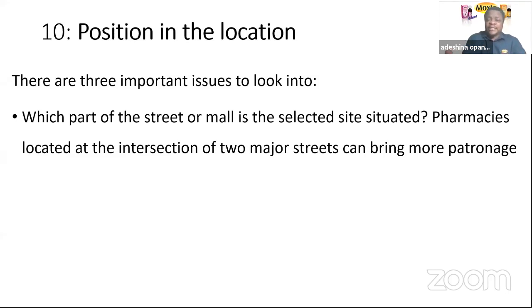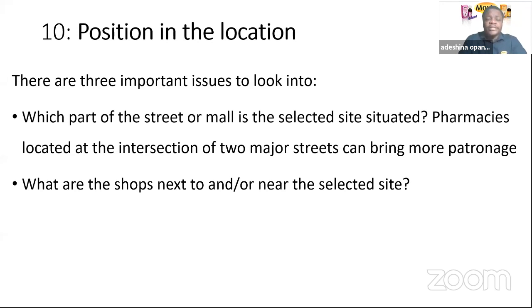Pharmacies located at an intersection of 2 major streets often have better patronage. What are the stores next to the site? And that's where the issue of anchor tenants comes in. When you are going to pick a location in a mall, the most expensive locations are the ones close to the supermarkets, the hypermarkets, in the case of ShopRite, Game, Spar, and the rest of them, and then the ones close to the cinemas. Those are places that people know a large percentage of mall goers go to.